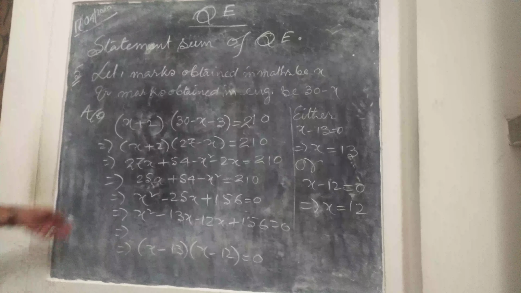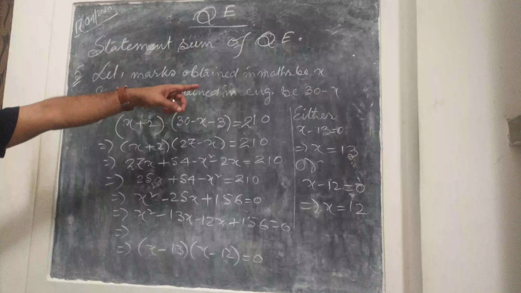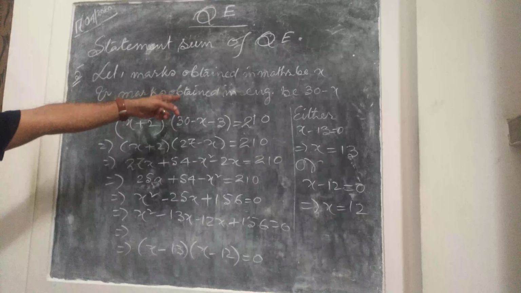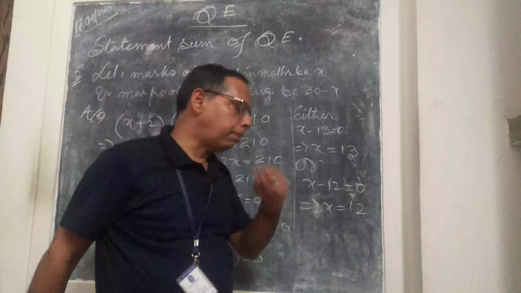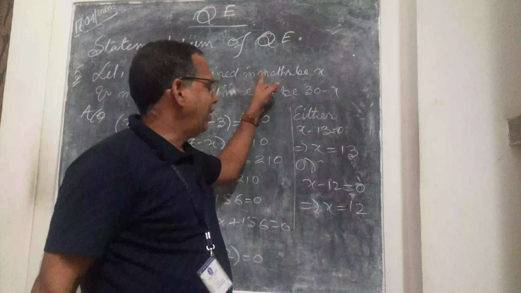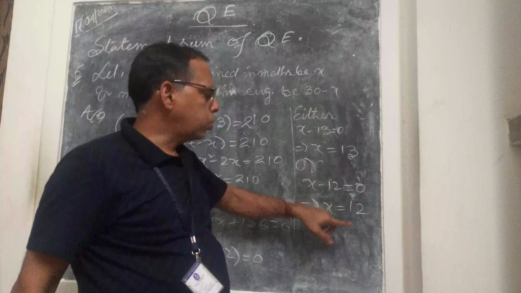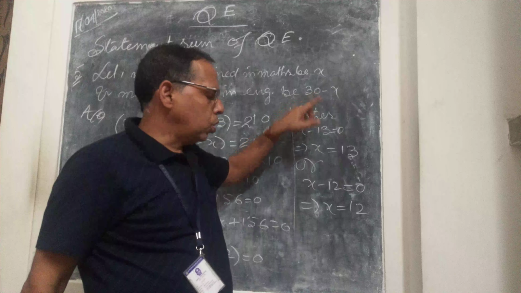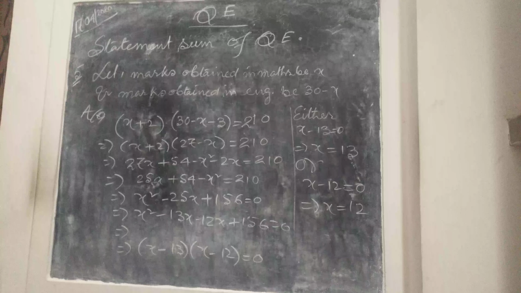So if marks obtained in maths is 13, then marks obtained in English is 17. If marks obtained in maths is 12, then marks obtained in English will be 18. This will be your answer. So at the end you have to write two answers. Remember, marks obtained in maths either 13 or 12, and marks obtained in English either 17 or 18. Clear? Now next one.